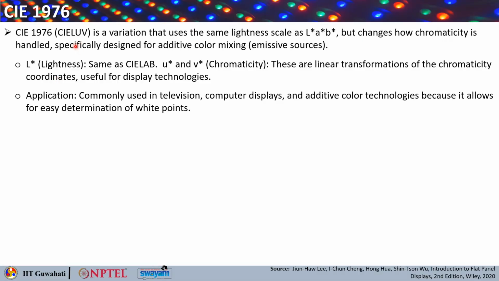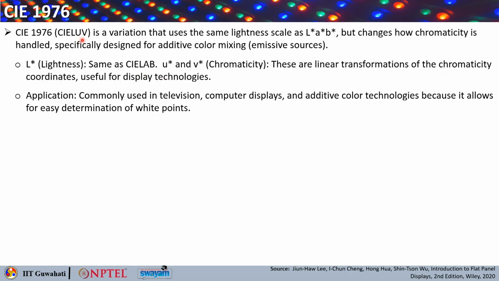The next one is CIELUV, a variation from the previous one, which uses the same lightness scale as we have discussed in L star, A star and B star. But here the changes are incorporated in how the chromaticity is handled. Specifically, these are designed for additive color mixing between emissive sources. L star, as we understand, is the same as in CIE LAB.